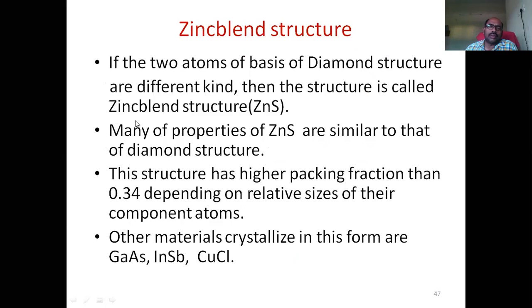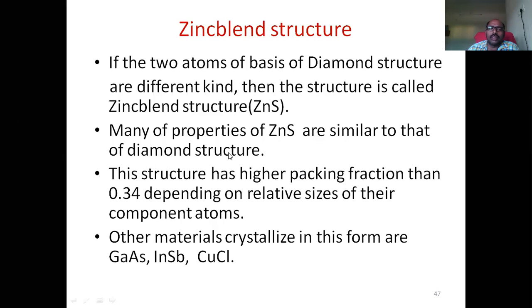So zinc blende structure. If the two atoms of the base of diamond structure are of different kind, then the structure is called zinc blende structure. So the base of diamond consists of two carbon atoms, so similar atoms. If the atoms are different kind, the resulting structure is called zinc blende structure or zinc sulfide structure. Many of the properties of zinc sulfide are similar to that of diamond structure.